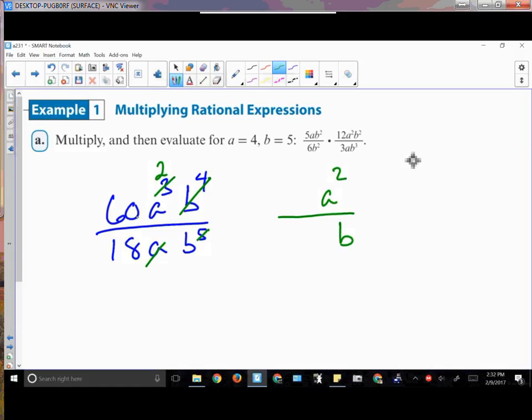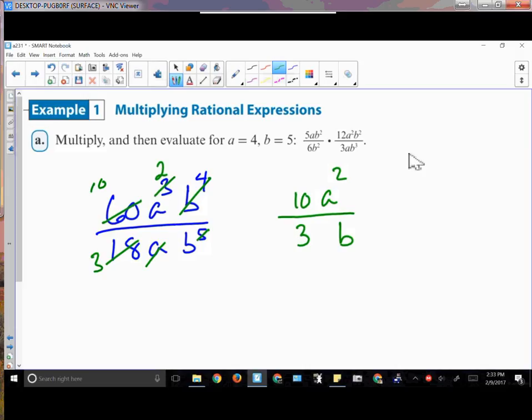Now I have 60 and I have 18. What divides into both of those? 6. 6 goes into 60 10 times. 6 goes into 18 3 times. So I end up having 10 over 3. That's it. That's the simplification process.